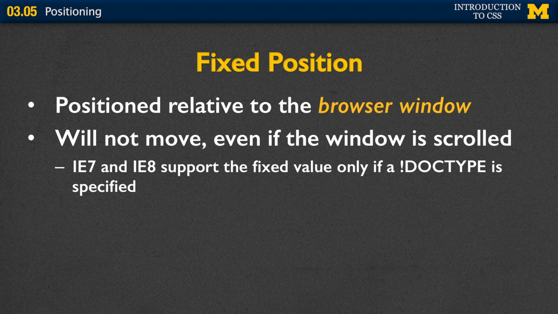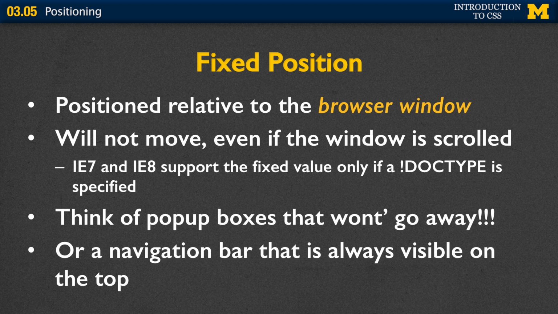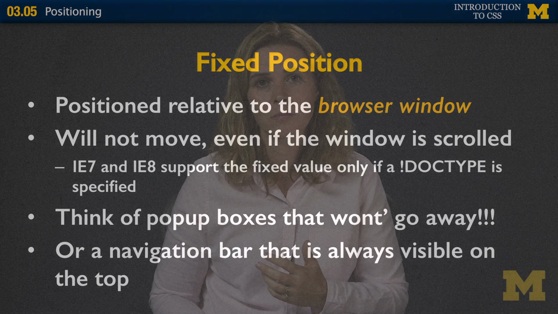Just so you know, if you're using some sort of older browser, you're trying to design for Internet Explorer 7 or 8, this only works if you're using an HTML5 doc type. So again, when you think of the fixed position, think of pop-up boxes that just won't go away. Or you might want to also think of it as something more useful, which is when you're on a page and you might have that navigation bar that's on the top, and as you scroll through the page, you don't have to scroll back up to see the navigation bar because it's always just there.